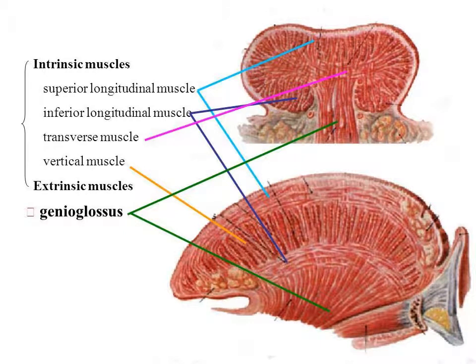So this is the summary of intrinsic muscles: superior longitudinal, superior located, inferior longitudinal, inferior located, while transverse and vertical, they are in the midway.